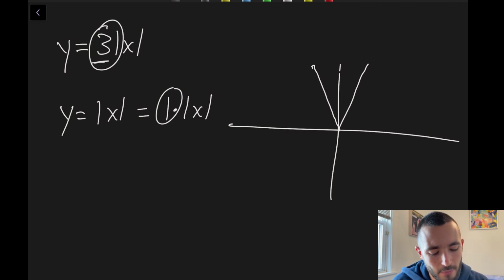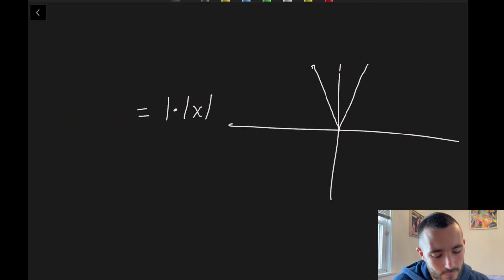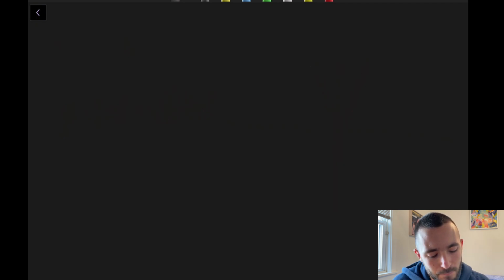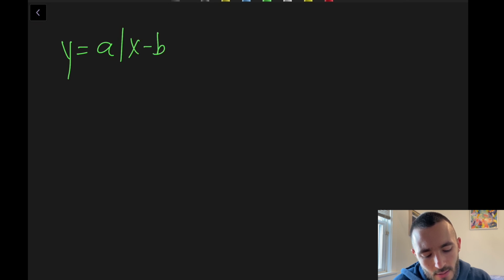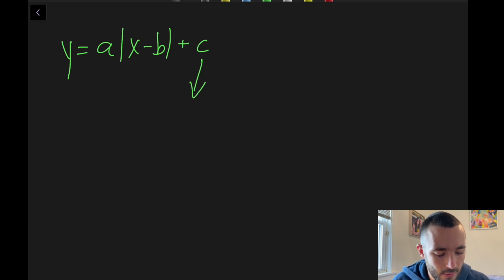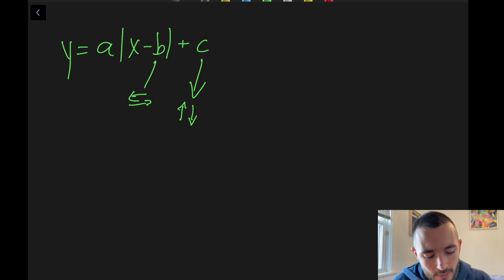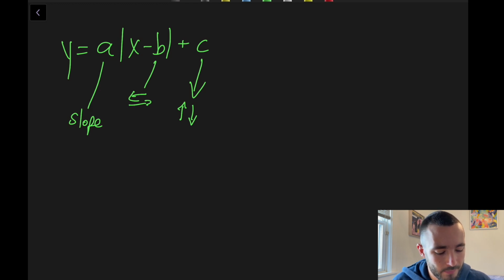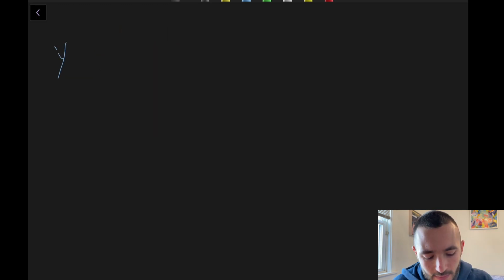So to recap what we've learned so far, let's say we have y equals a times absolute value of x minus b plus c. The c shifts it up and down, b shifts it left and right, and a affects the slope. All right, now I'm going to walk you through one last example where we incorporate all 3 of these elements at the same time. Okay, final example, and then I'll let you go.